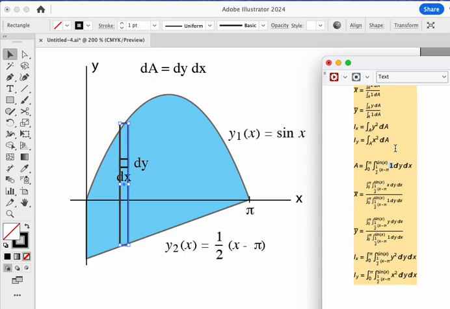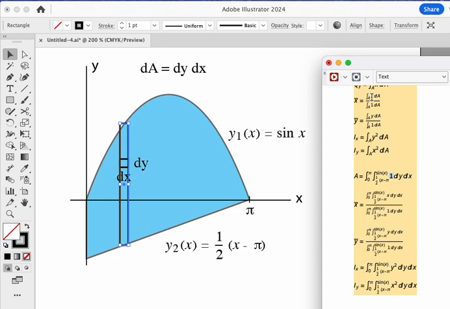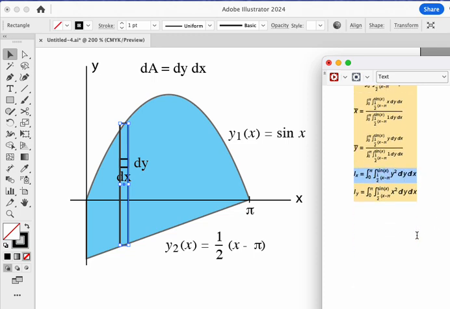If I want to do the integral of x dA, then I put an x there. If I want to do the integral of y dA, then I put a y there. If I want to do the integral of y squared dA, then I put a y squared there. If I want to do the integral of x squared dA, I put an x squared there. But other than that, they're all the same. So let's just take some random one. Let's do, for instance, this one right here, and see how you would actually go through the calculus, right?